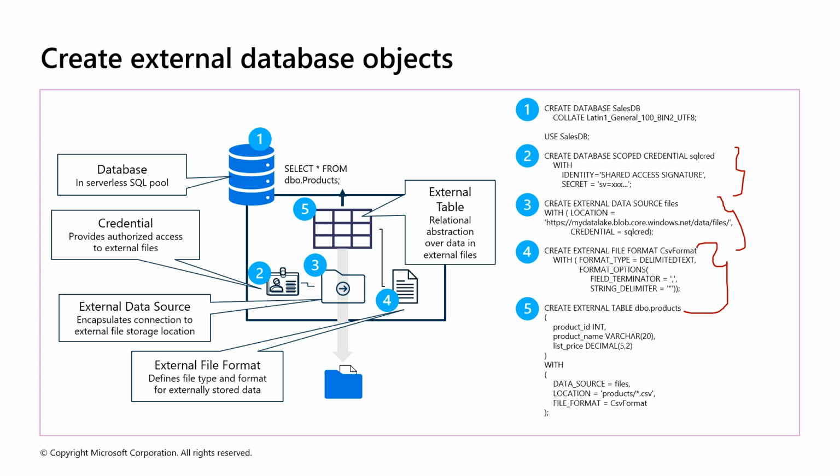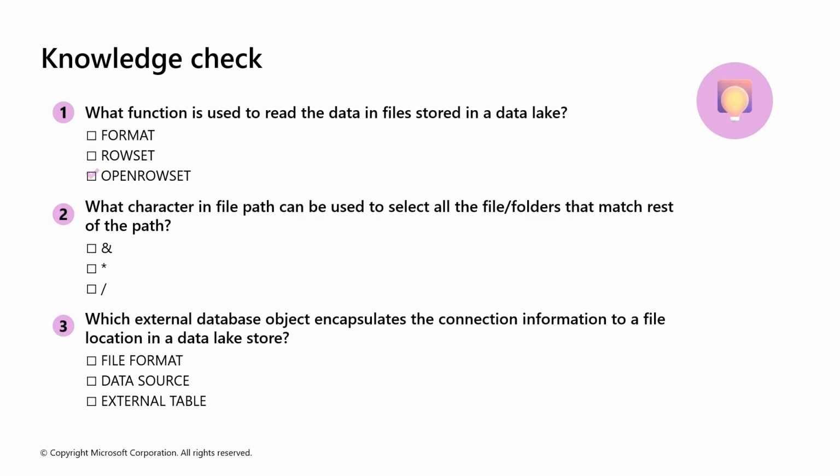And after creating an external table, you can query it like a regular table, like dbo.products, by selecting any particular columns that are present inside the table. Have a small knowledge check here, and you can go through the answers for that by pausing the video.